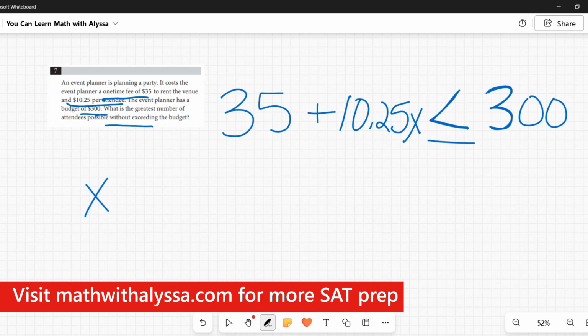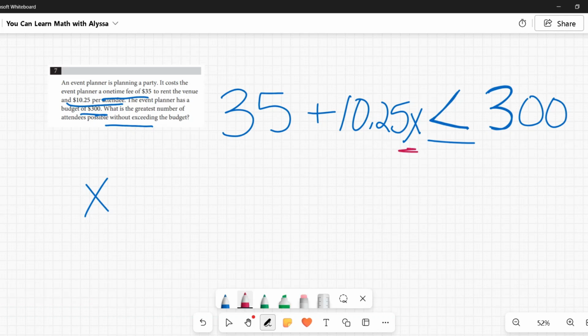So let's do it. First, I want to solve for x. I'm going to undo what's been done to x. So I need to get rid of the 35, and then I need to get rid of the 10.25 because x has been multiplied by 10.25, then 35 added to it. Let's go backwards. The opposite of adding is subtracting. So I'm going to subtract 35 from both sides.